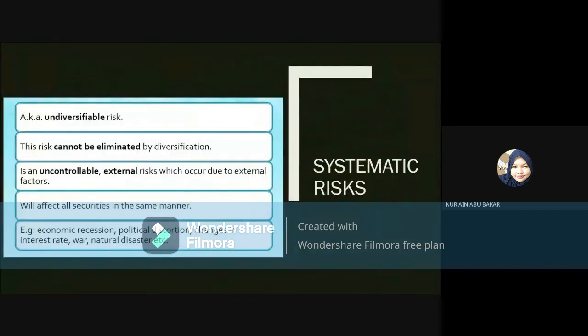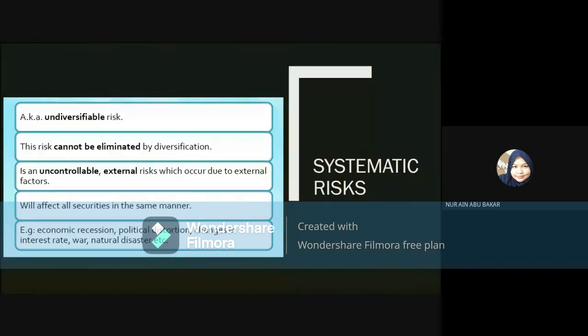So systematic risk, undiversifiable, the risk cannot be eliminated. Now, why is it so? Because of the third box. Why can't it be eliminated? Because it is an external risk, something that we cannot control. If you cannot control, meaning to say you cannot eliminate it. Normally it will affect all the securities or all the business in the same manner. So if you have investment, all of them will be affected.